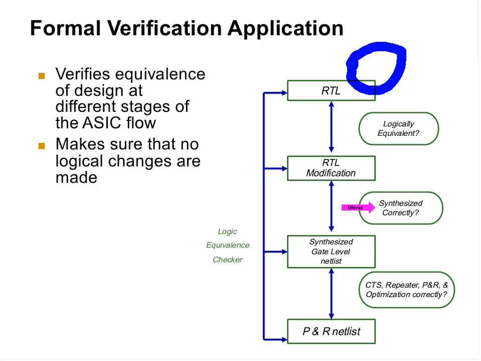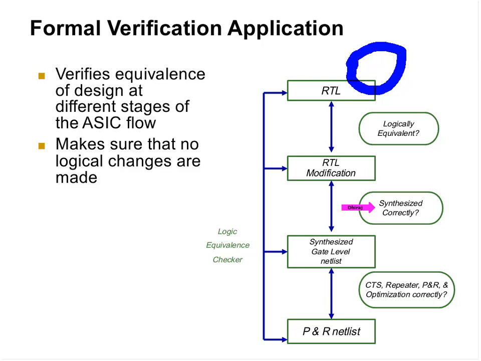First, you can do formality between RTL and RTL. Next step is you can do it between RTL and netlist. And third, the synthesized netlist goes through a lot of changes in the backend, during PNR. There is clock tree synthesis, there is placement, there is routing, and there are so many things that go on. So the best tool to make sure that there is no logic change when you go from synthesis to post layout netlist is formal equivalence.